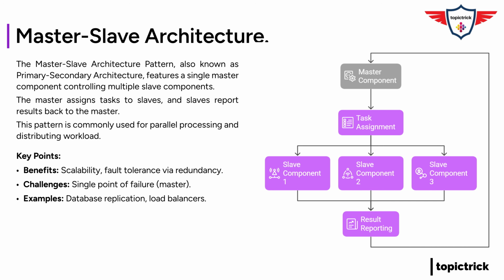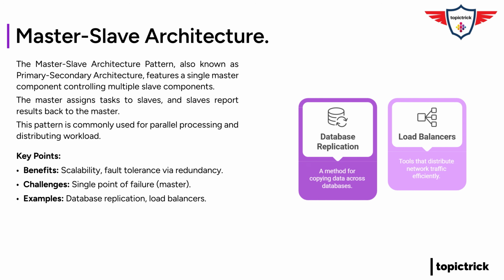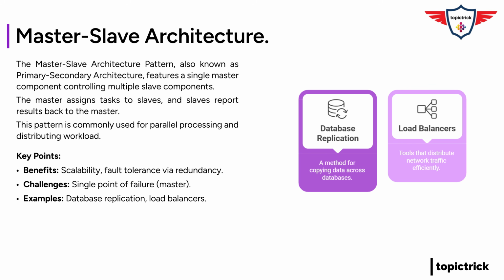So where do we typically see this master-slave architecture? Database replication, that's where data is copied to multiple servers to ensure redundancy and high availability. If one database server fails, the system can just switch over to a replica. Or load balancing, where the master distributes incoming traffic across several servers to prevent any single server from getting overloaded.